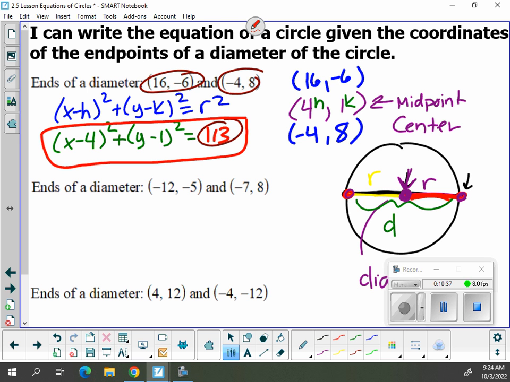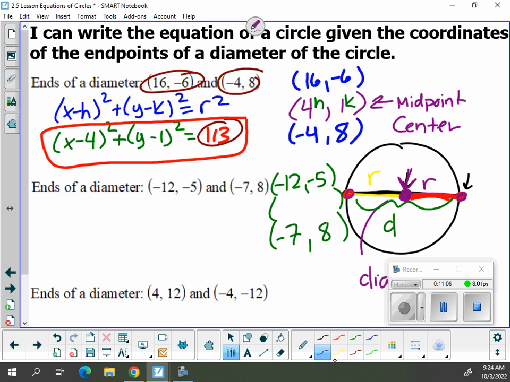So this was just like the problems we did to start this lesson, except we had to do one step at the beginning, and that is to find the midpoint. And so I'll find the midpoint one more time. I want to find the midpoint of (-12, -5) and (-7, 8). And so I need to find the middle number. And so the middle number between -12 and -7 is going to be a little dicey.